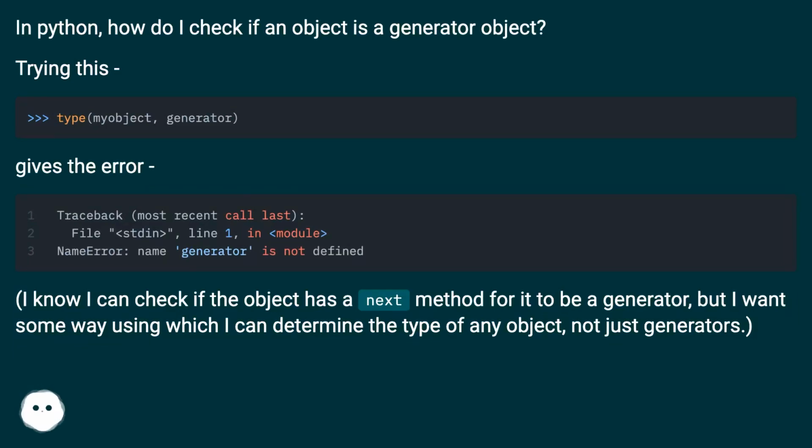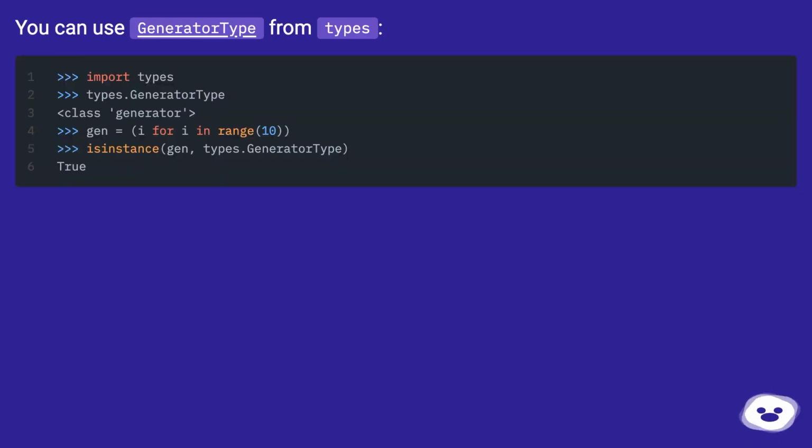I know I can check if the object has a next method for it to be a generator, but I want some way using which I can determine the type of any object, not just generators. You can use generator type from types.